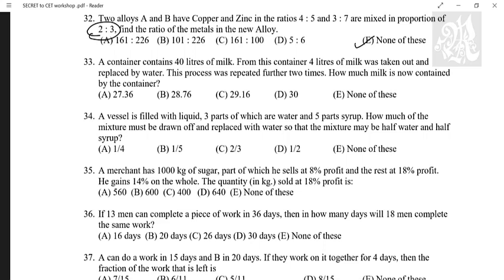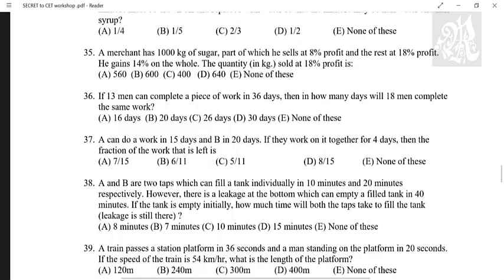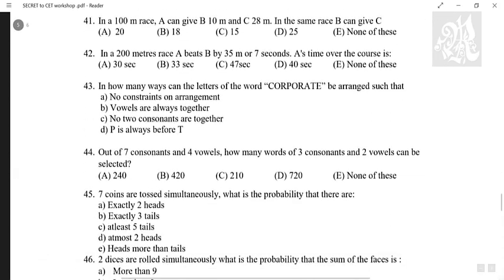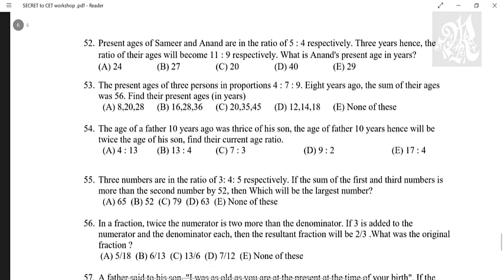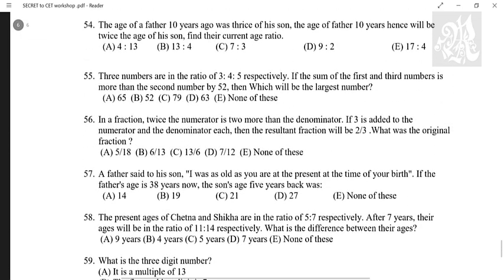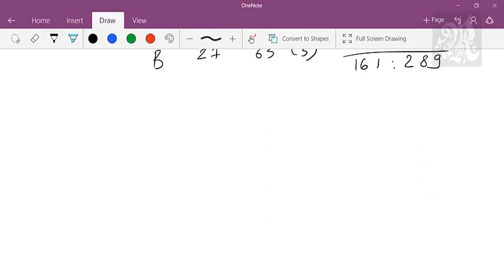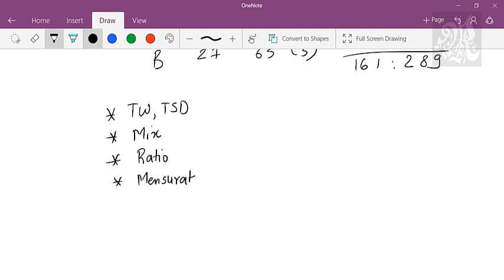So this is the first video on shortcuts, the introduction video. In my next video on shortcuts, I'm going to explain shortcuts on mixtures, time and work, time, speed, distance, permutation, combination, and probability with geometry, and obviously ratio, proportion, variation. In the next video we'll be talking about time, work, time, speed, distance shortcuts, mixture shortcuts, then ratio shortcuts, mensuration shortcuts. These 4 shortcuts we'll be talking about in the next video on shortcuts.